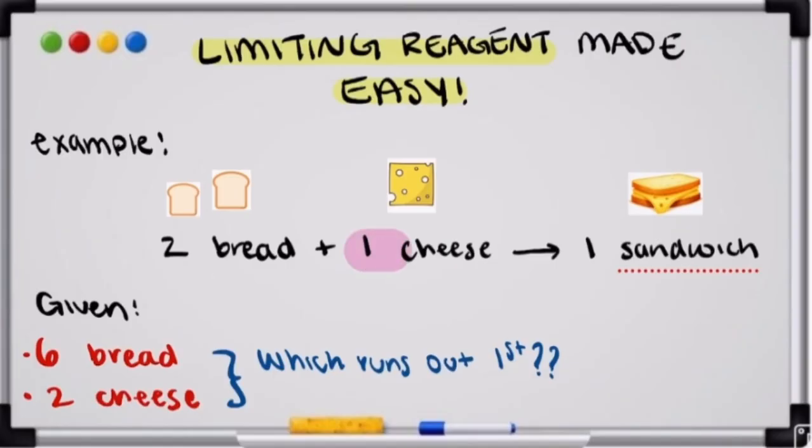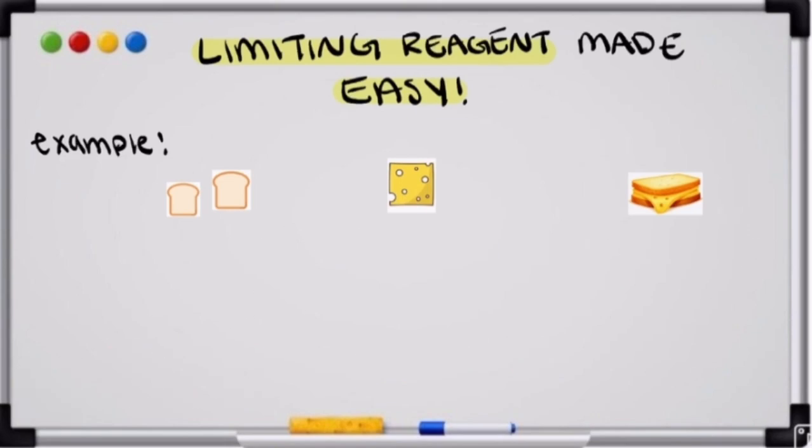The limiting reagent is the thing that runs out first, and that's what limits how much product you can make, in this case a sandwich. So cheese was the limiting reagent.